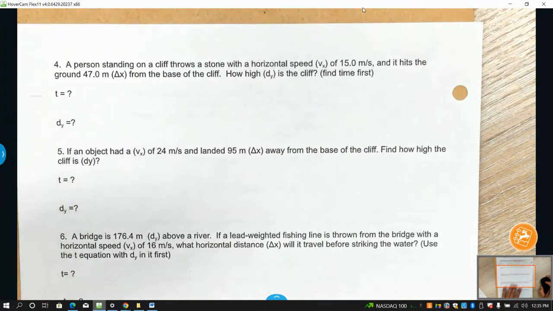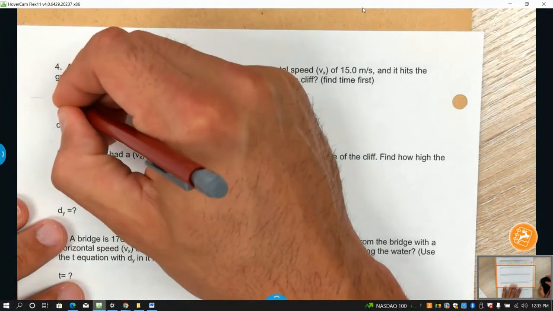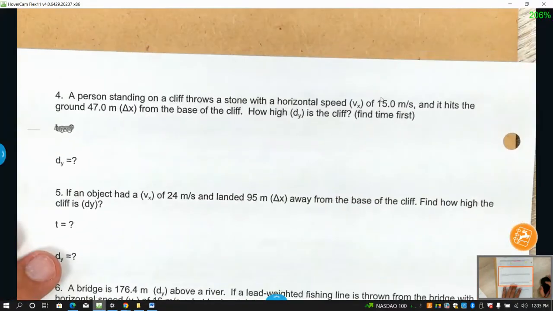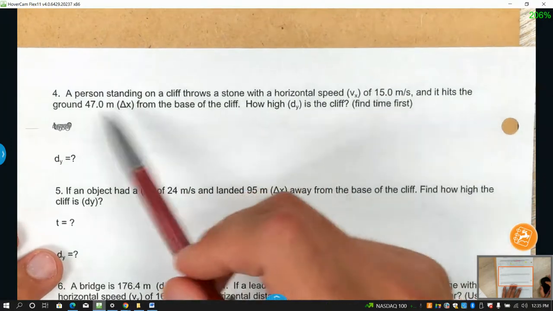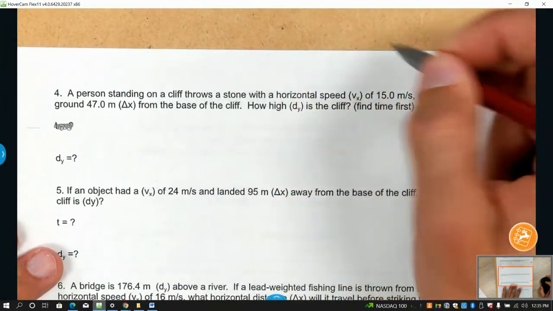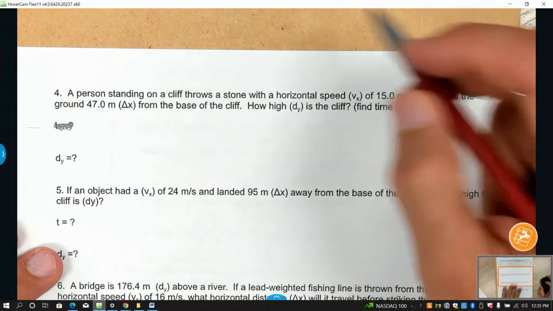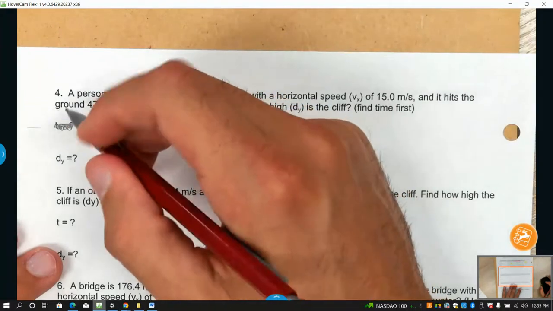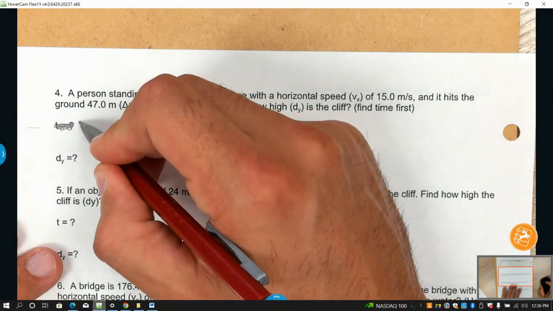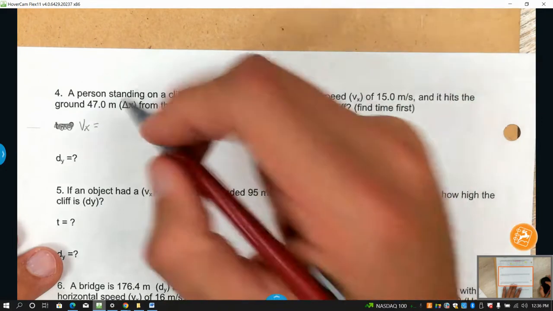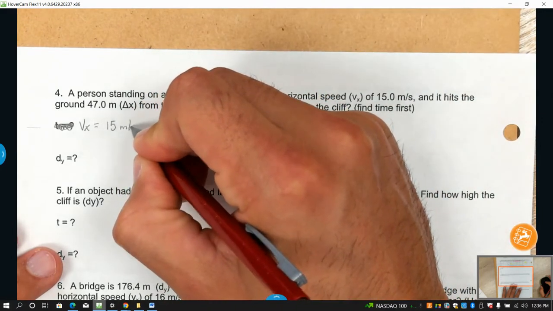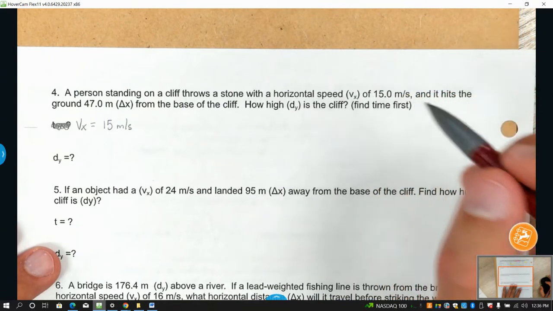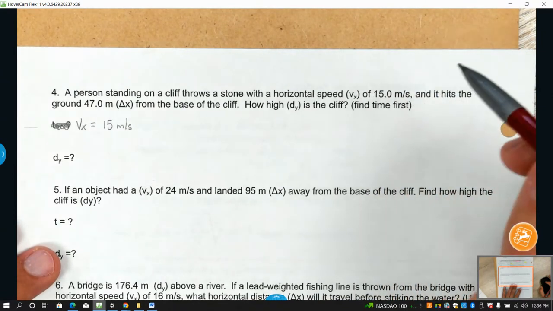So we're going to start off here with number 4. Now, I'm just going to pretend like T isn't there for this second. So again, I've labeled everything. A person standing off a cliff throws a stone with a horizontal speed of, now if Vx wasn't there, it literally says horizontal speed of 15 meters per second. Well, on the front, or your equation sheet, you should have that kind of stuff listed. So Vx is 15 meters per second. And then it hits the ground 47 meters from the base of the cliff.